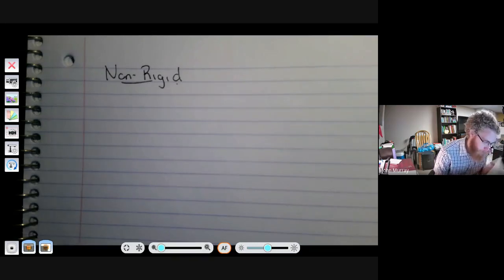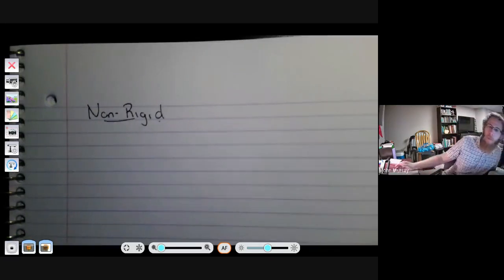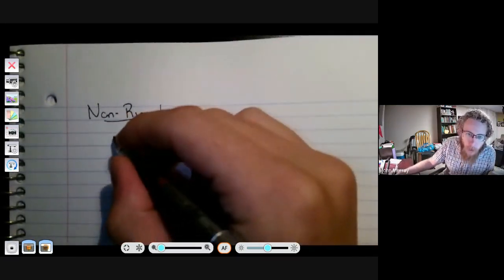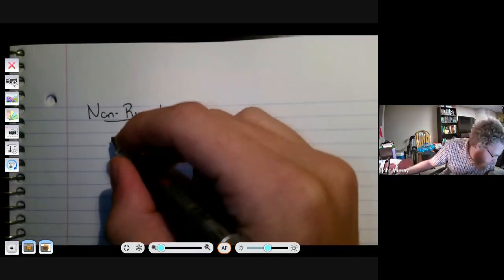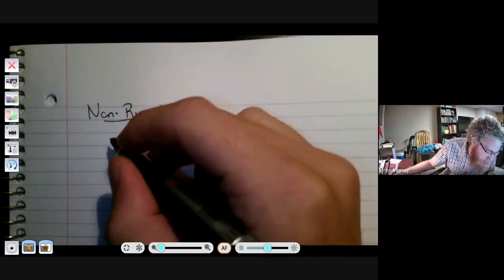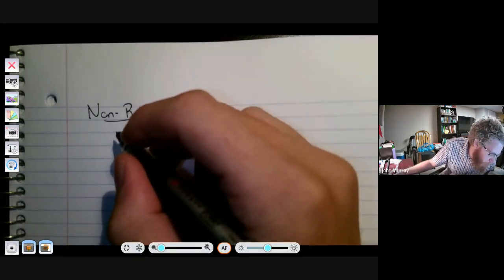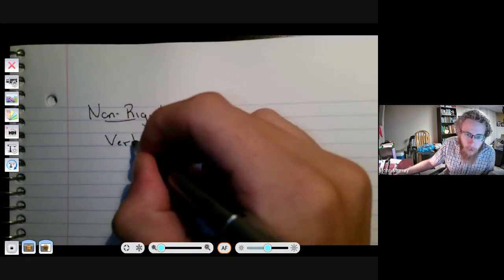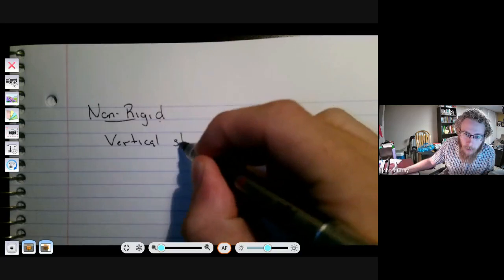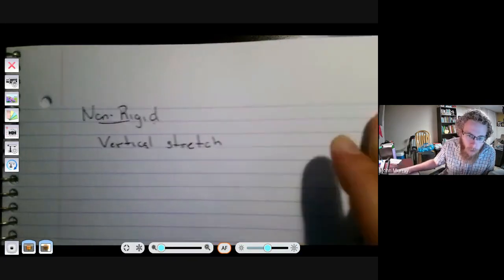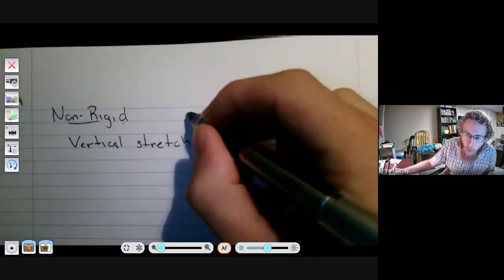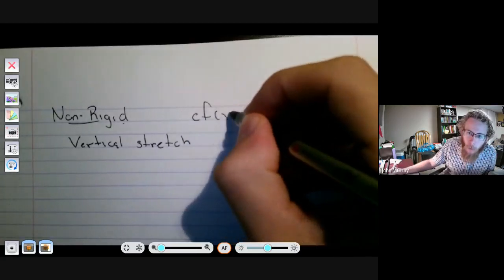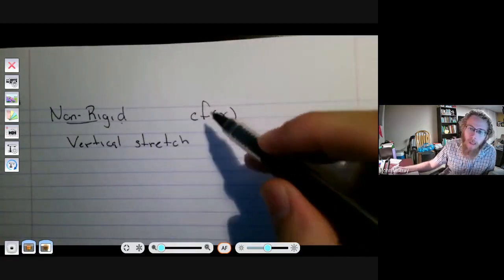Did they give me rules? No, they don't. Okay, so we do non-rigid transformations. Okay, we have two types. Now, they might be called different things, but this is what we're going to stick with. Okay, we're going to say we have a vertical stretch. So all we're really doing here is we're multiplying our function by some constant.